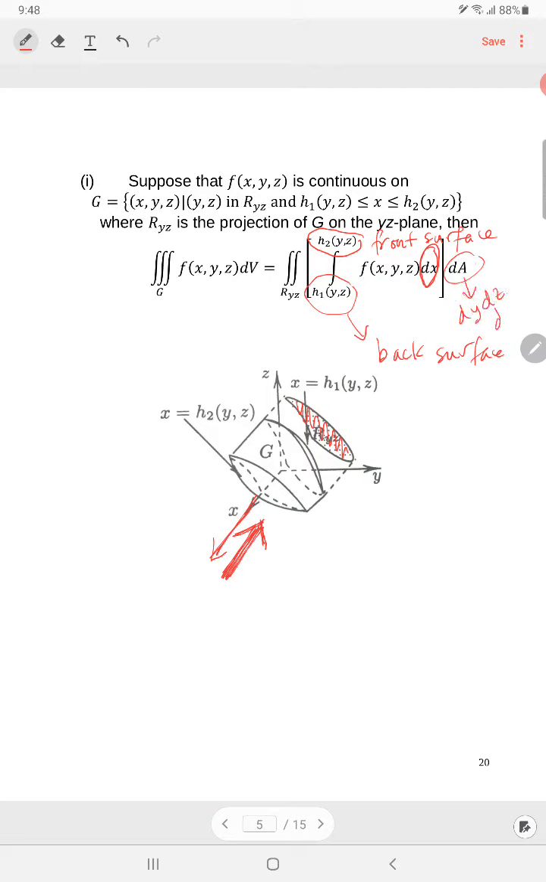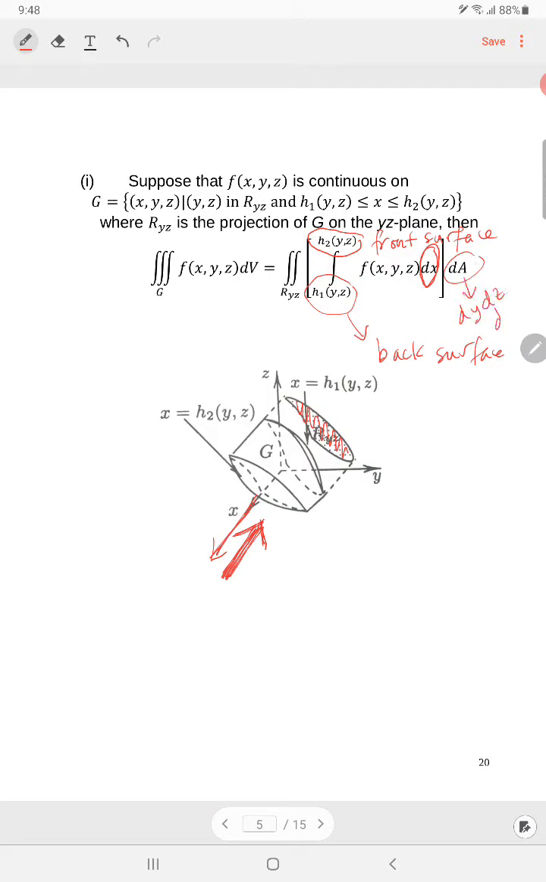So that is how to determine the order of integration for your dV here. Let me say this again. If your G is a cuboid, then the order of integration does not matter. It can be done in 6 different ways. One of them is dz dy dx.